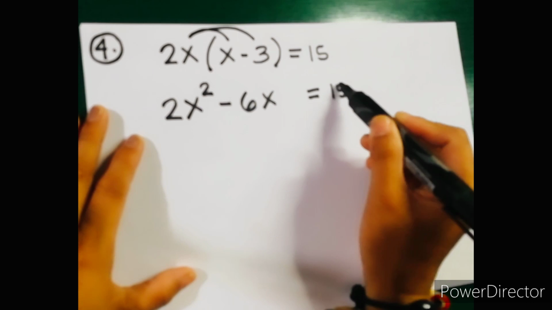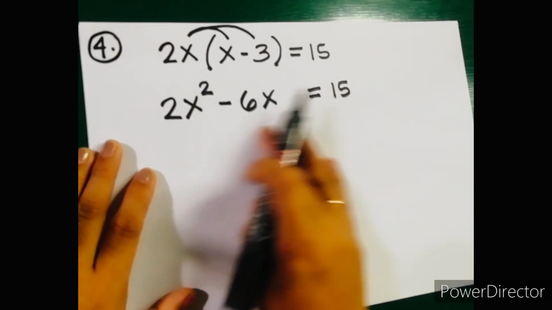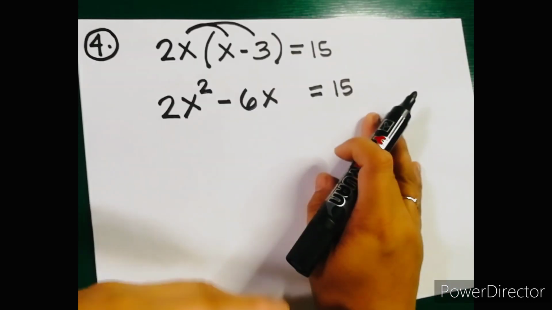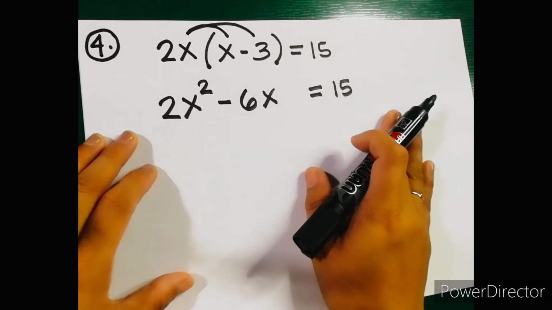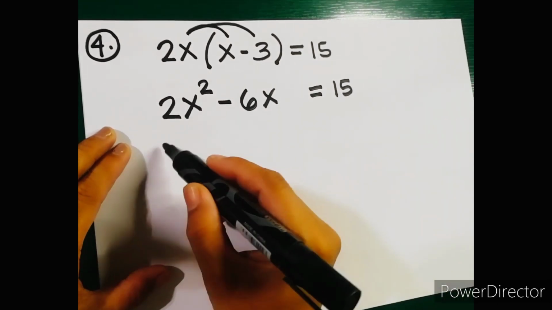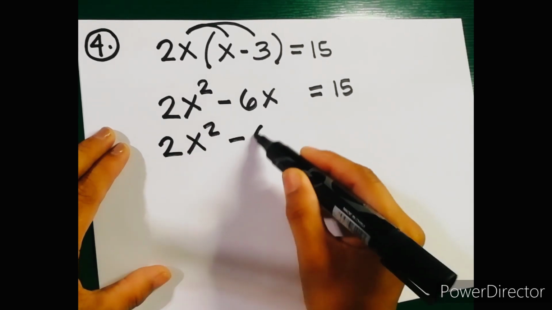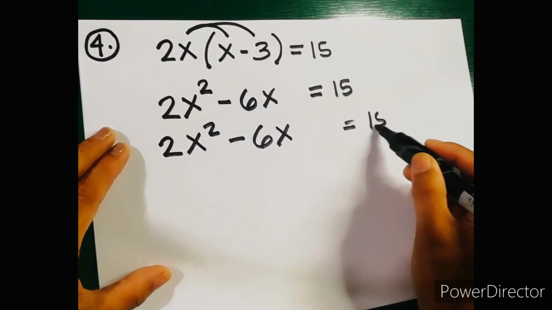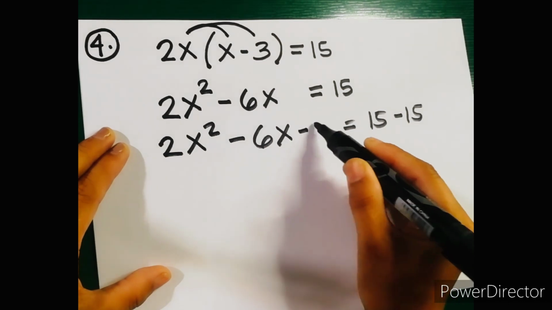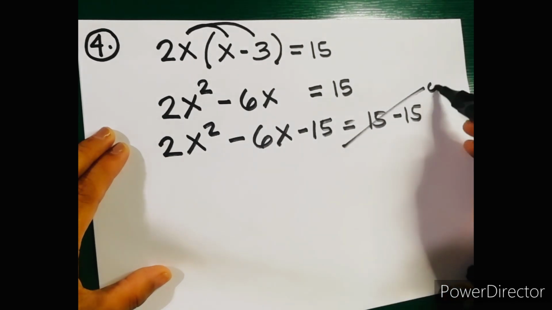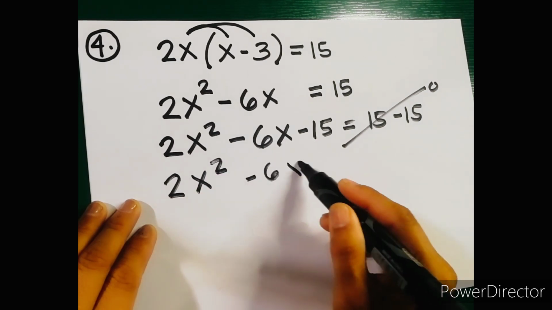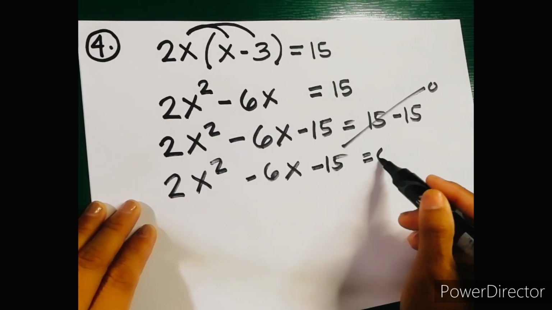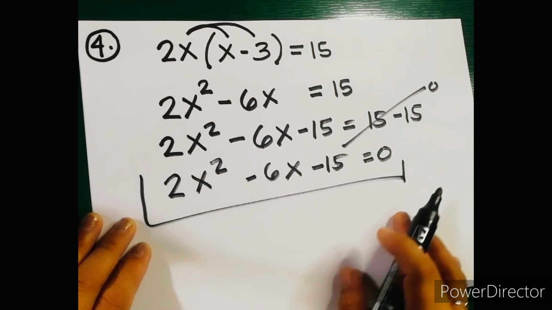So equal to 15. This is not yet standard form, so we will apply the next step, the subtraction and addition property of equality, to make the right side of the equation equal to 0. So 2x squared minus 6x equals 15 minus 15. This one is 0. So you now have 2x squared minus 6x minus 15 equals 0. So this is your standard form for example number 4.